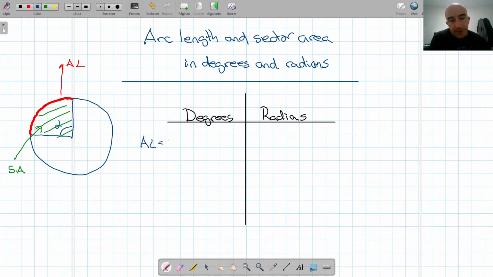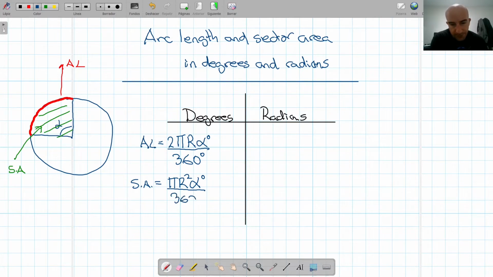Okay, so it's very easy. The formula is 2 pi r, we're going to call the angle in degrees alpha, divided by 360. Okay, and our sector area will be pi r squared, our angle in degrees, divided by 360 degrees. So those are two formulas you can learn. I don't recommend to learn those, and we'll see why. But those are two formulas we can learn.